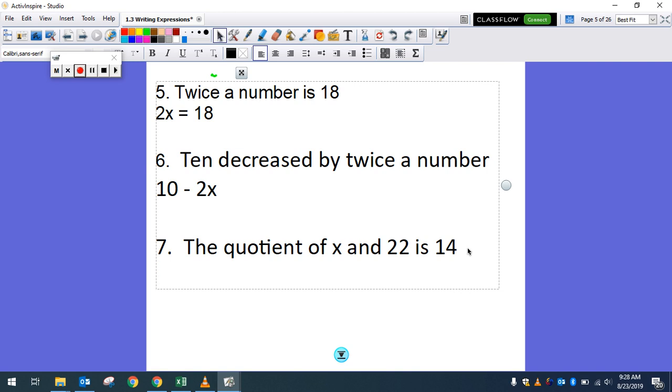Quotient of x and 22. Well, remember, quotient means to divide. So x and 22. So x divided by 22. Is means equals, and it's going to be 14.